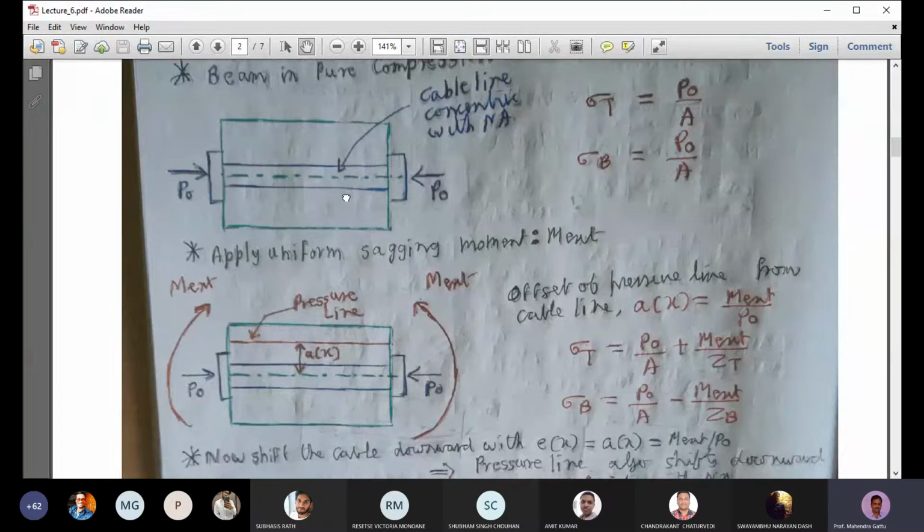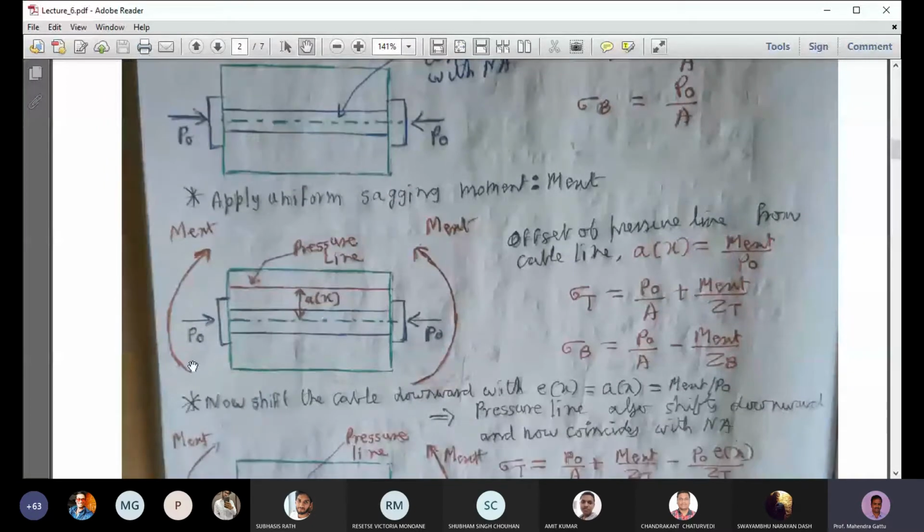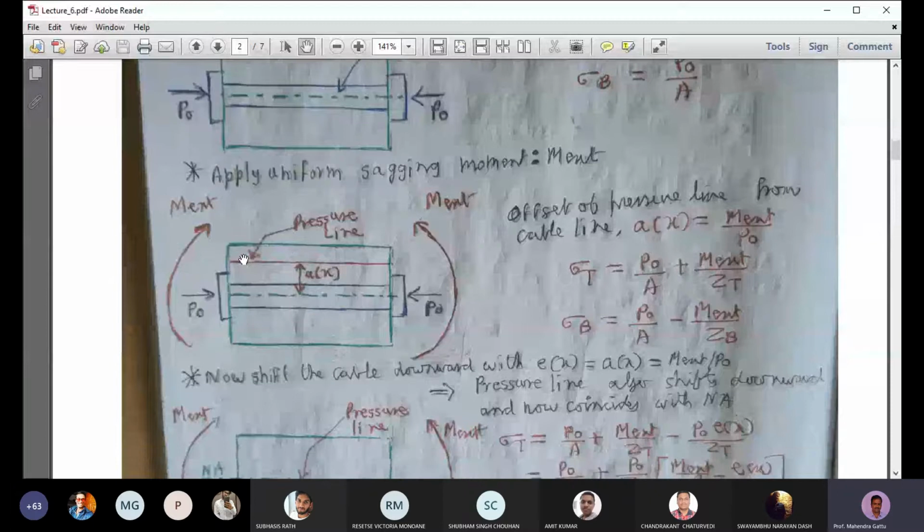Now we apply an external bending moment. We apply a sagging, uniform bending moment, which we can show by these two arrows. We are giving that M external, and this will try to give a positive curvature and the beam will bend down.